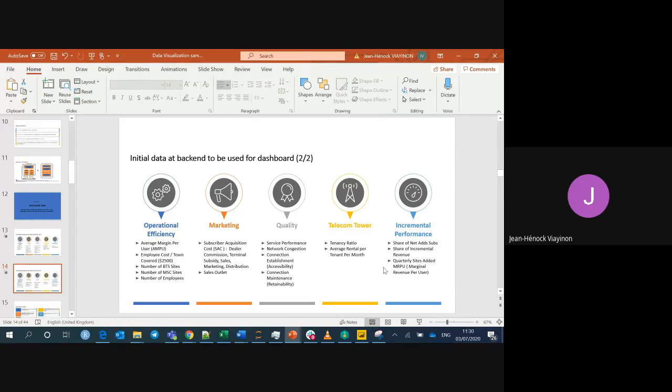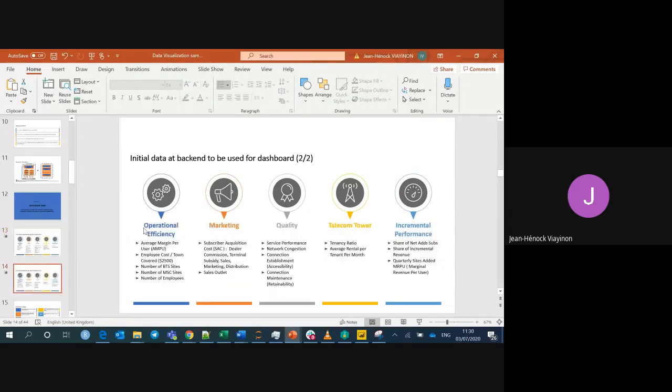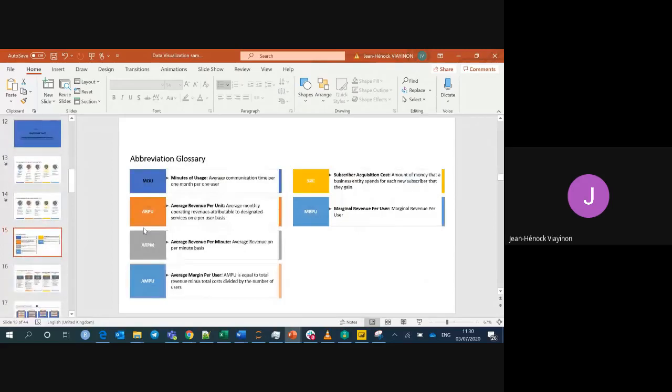So those are some KPI I would like to share with you. If you guys have to work with a telecommunication company, this is the kind of KPI you are going to use when you are building a dashboard. Yes, and there are too many technical terms.